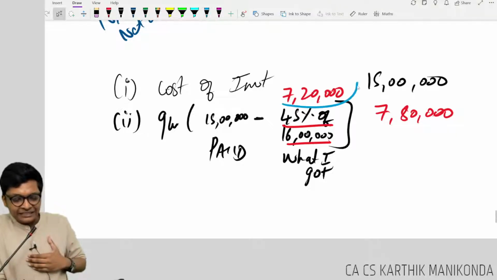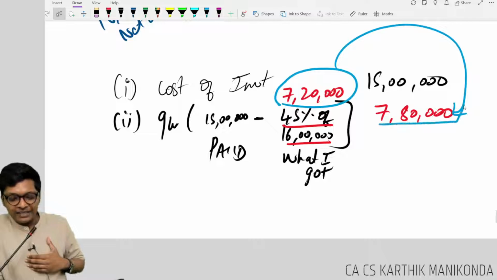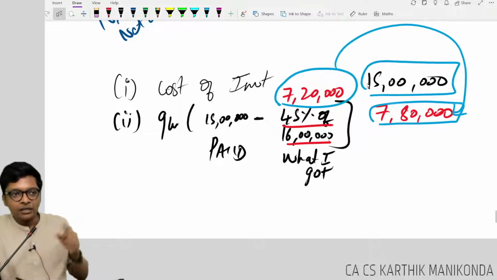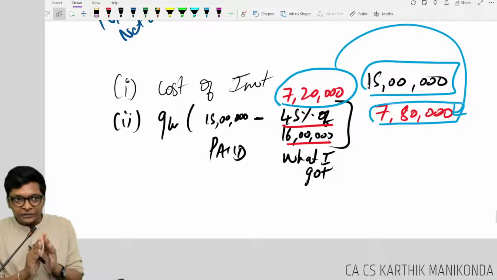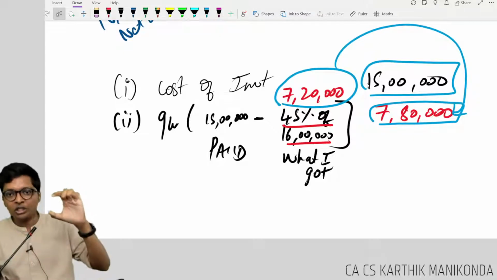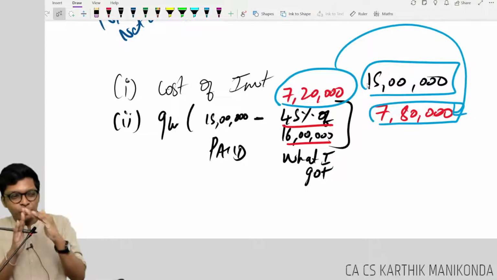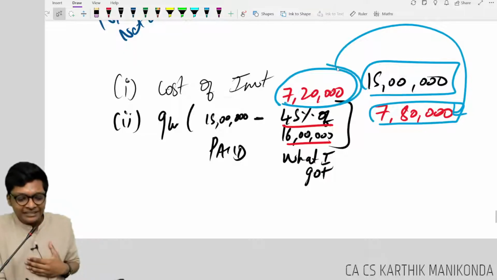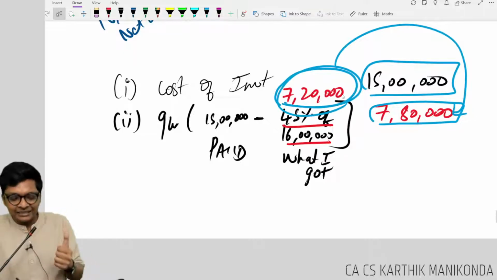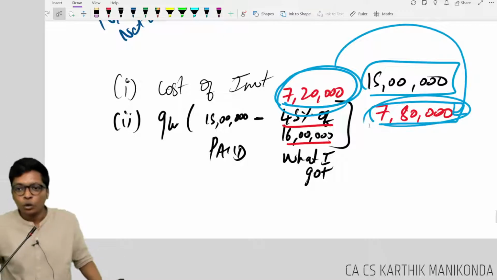Net assets of 7 lakh 20 was paid premium of 7 lakh 80. So totally I paid 15 lakhs. So now you have to split and show. Even though the cost of investment is 15 lakhs, I need to split and show how much is the value of net assets, how much is the value of goodwill.